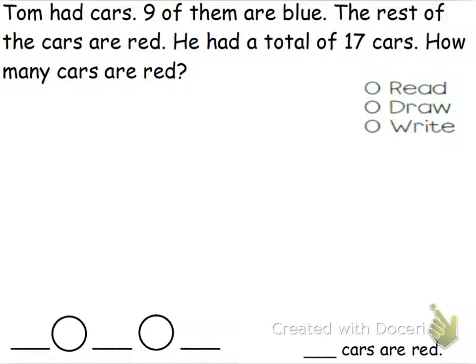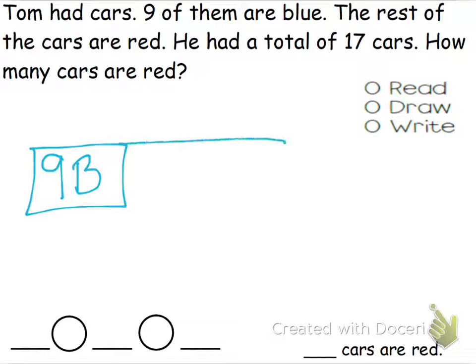9 of them are blue. Can we draw something? Yes, 9. What is 9? Is 9 our whole or a part? It is a part. So we know 9 of them are blue, so boxing in blue. Let's keep on going. The rest of the cars are red. Do we know how many are red? Nope. But I can just draw the mystery box.